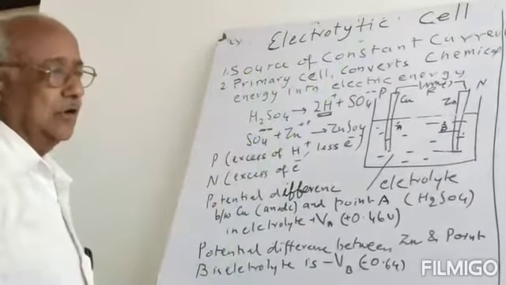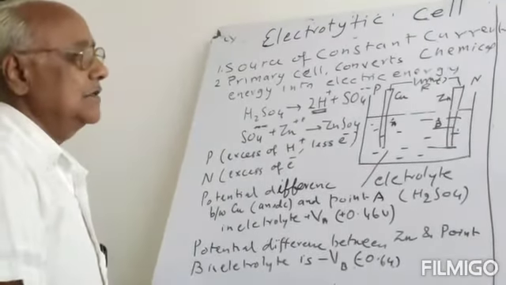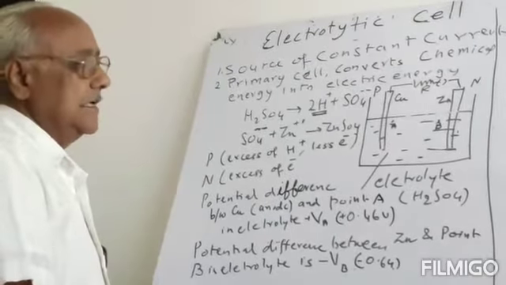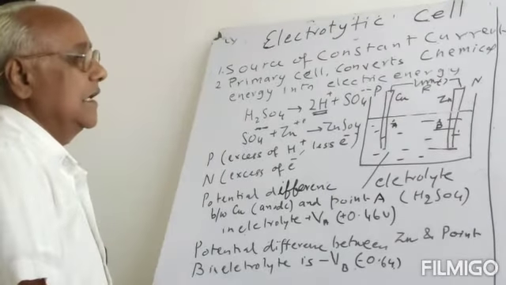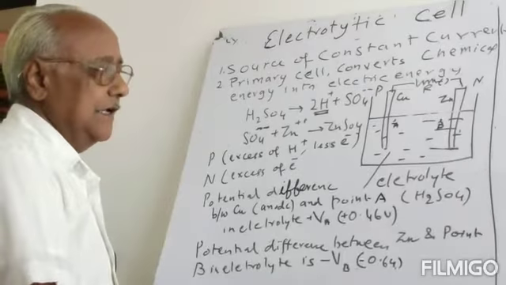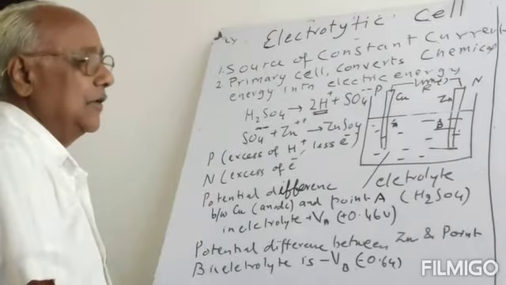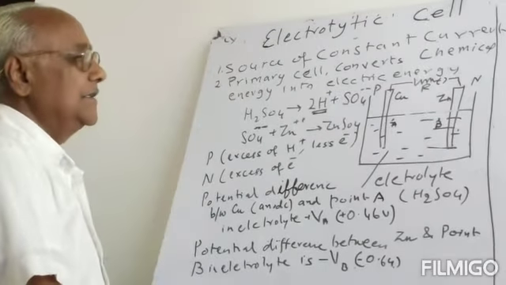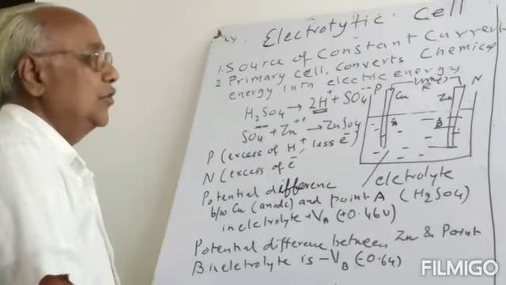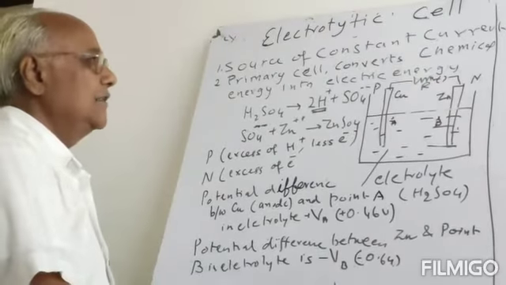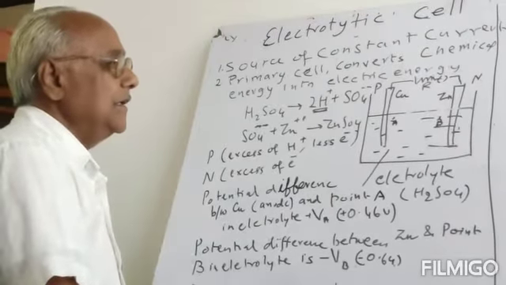Electrolytic cell. Electrolytic cell is a device which can give us constant and continuous current. This current is DC current. Now, the electrolytic cell is also known as voltaic cell or primary cell. Primary cell means that it cannot be recharged, whereas secondary cell, that is the electrical battery, can be recharged. So the electrolytic cell is not a secondary cell, it is a primary cell which cannot be recharged.